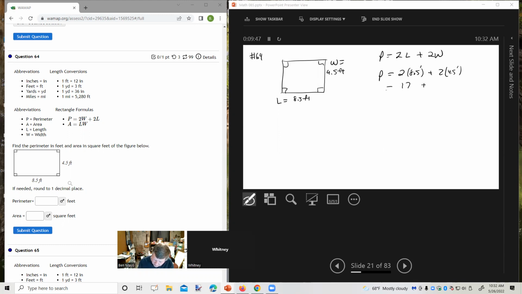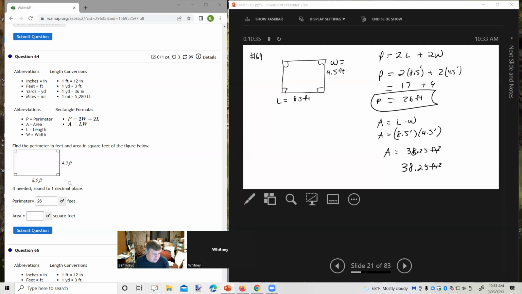2 times 8.5 is 17. 2 times 4.5 is 9. 17 and 9 is 26. So the perimeter is 26 feet. Then it says to find the area. The area would be the length times the width. So the area would be 8.5 feet times 4.5 feet. And if we take 8.5 times 4.5, we get 38.25 square feet.